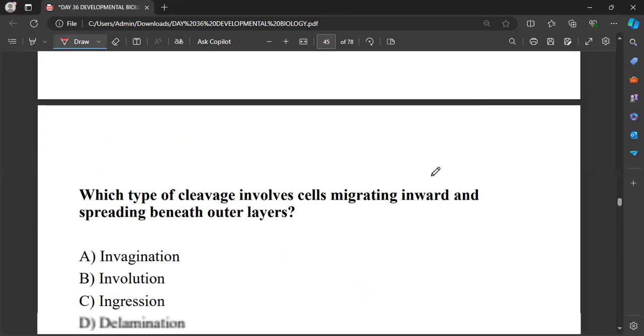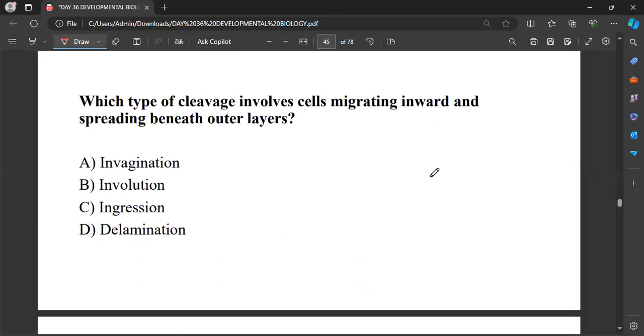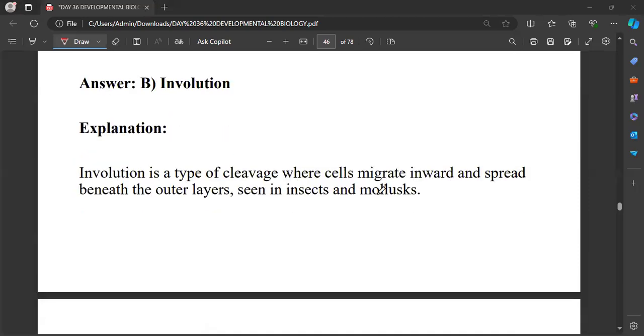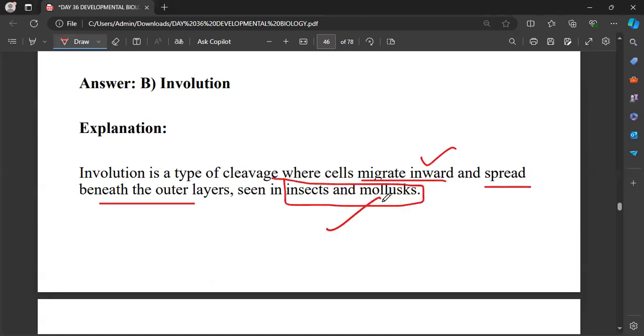That will be gastrulation, formation of three germinal layers. Which type of cleavage involves cells migrating inward and spreading beneath the outer layers? These are all straightforward questions. You can't avoid these. That will be involution. It migrates inward and spreads beneath the outer layers, which is seen in insects and mollusks, right?